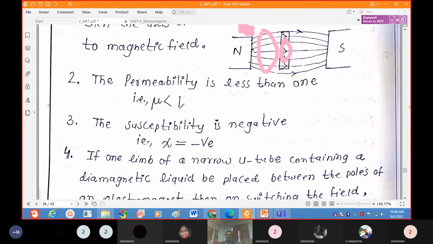So the permeability mu is equal to B by H. That's why the B value is less than the H value. That's why the B by H value is less than 1. Now coming to the susceptibility.